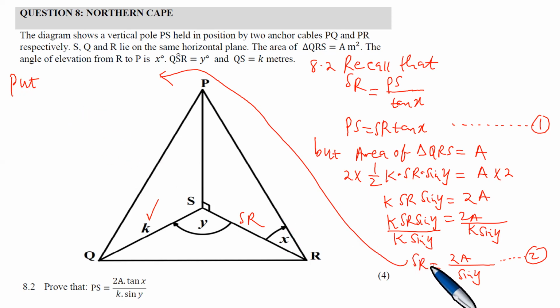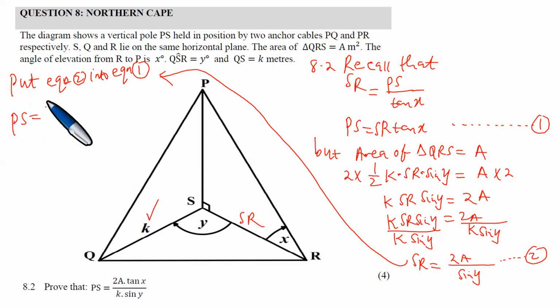We need to just take this SR and put it into equation one. The word put is very short, formed by three letters, shorter than the word substitute. So put equation two into equation one. If we put equation two into equation one, what do we achieve? In the place of SR, we're going to put 2a over sine y.